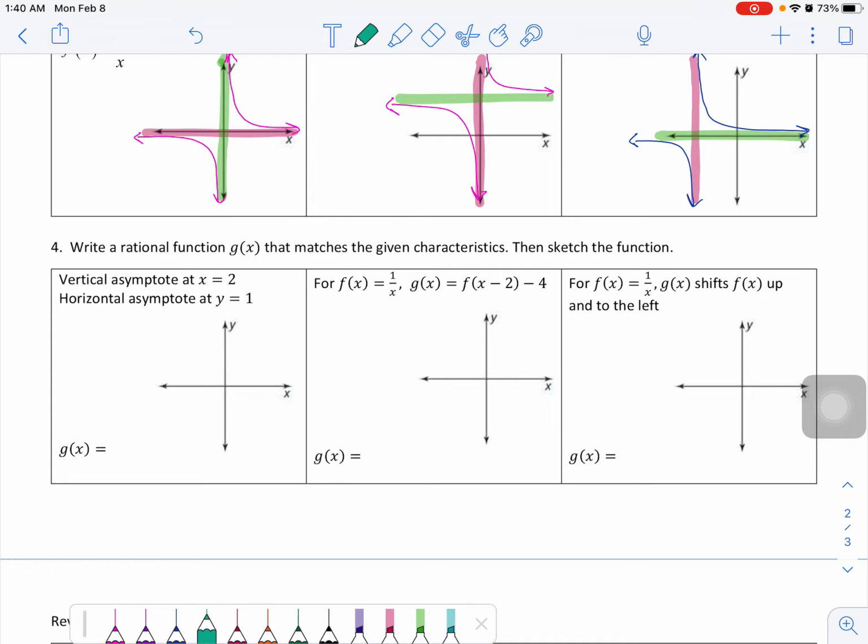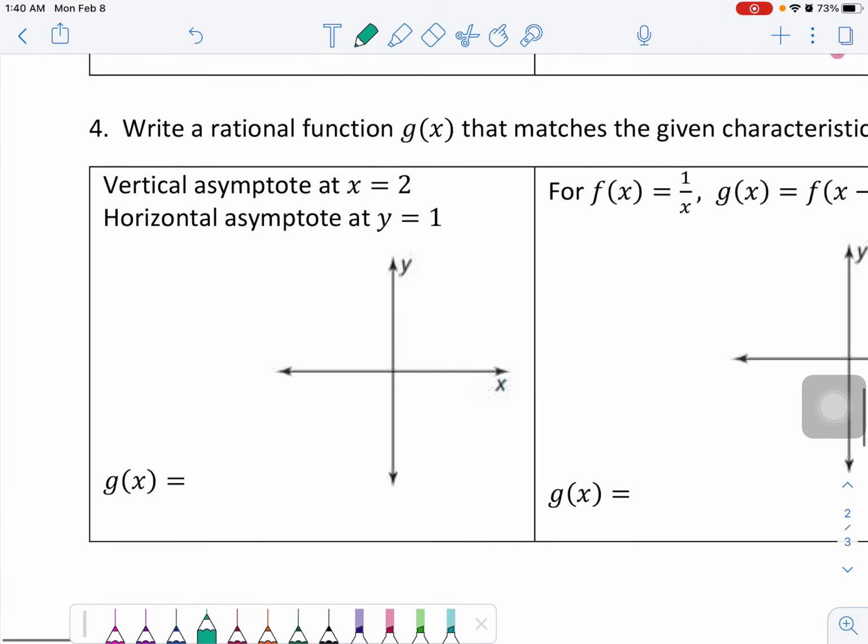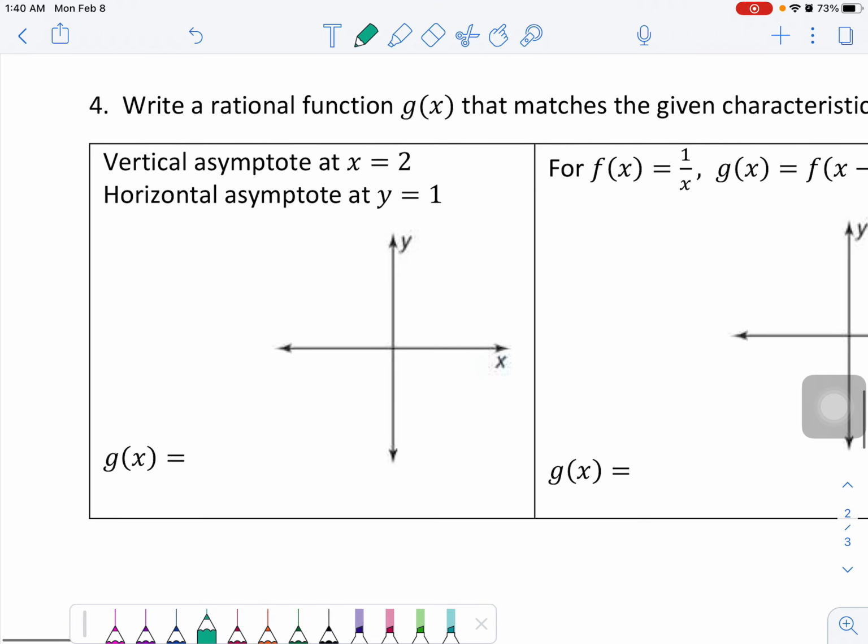All right, problem number 4. It's going to be the last one for this video. Got a couple parts to it. So let's see. We have a vertical asymptote at x equals 2. So that means that we shifted this 2 to the right, which, let's go ahead and start filling this in.